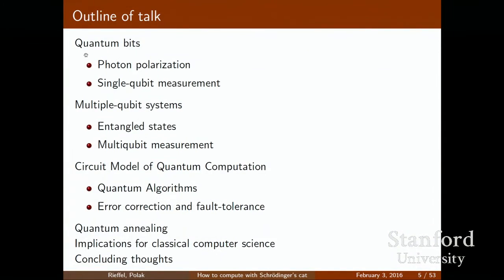So what are we going to do today? I'll introduce you to quantum bits and some of their properties. Then Wolf will take over and talk about multi-qubit systems, which are really the heart of the matter, and how that leads to quantum circuits. Then I'll come back and talk about a heuristic quantum algorithm called quantum annealing, talk about some implications for computer science, and then we'll wrap up.